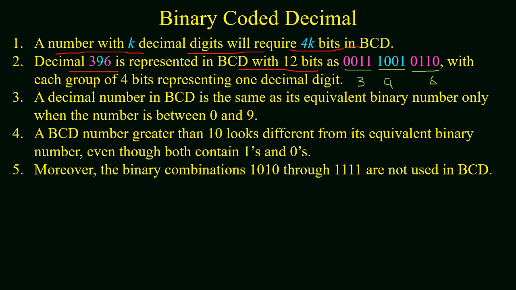Now for any decimal number between 0 and 9, its BCD code is the same as its equivalent binary number, whereas for numbers greater than 10, the BCD numbers look a bit different from the equivalent binary number, though both binary and BCD are strings of ones and zeros. Moreover, the binary combinations from 1010 through 1111 are not used in BCD.